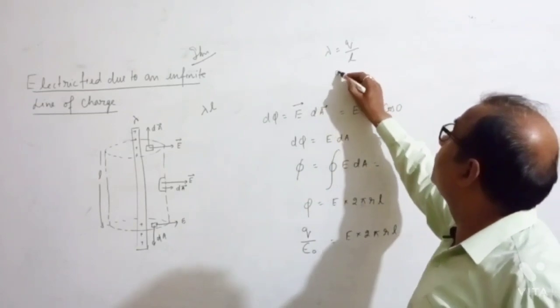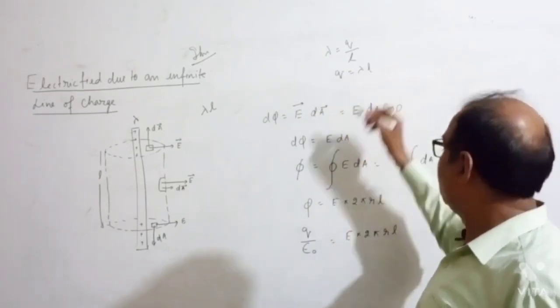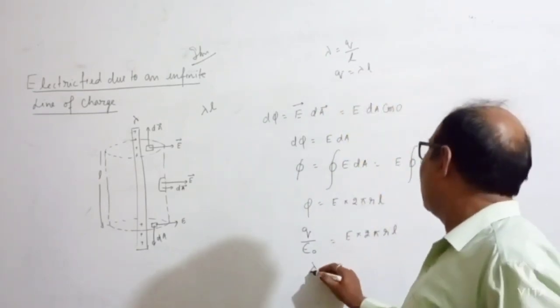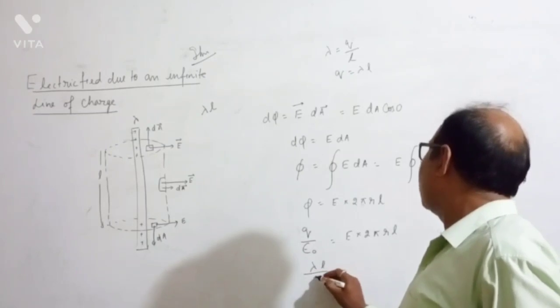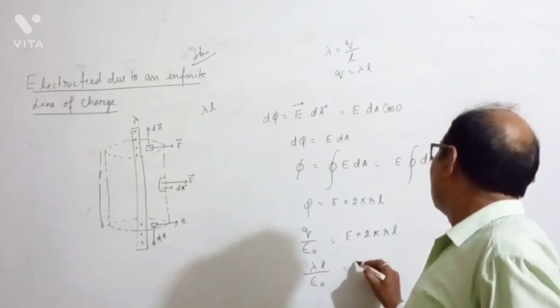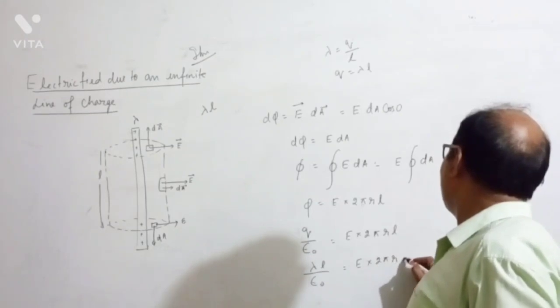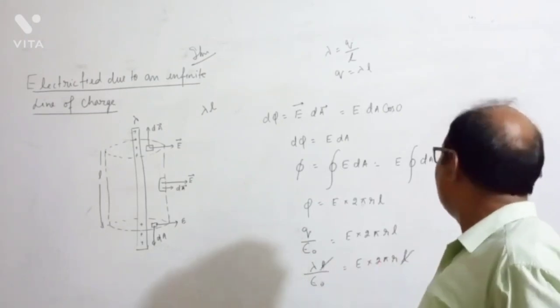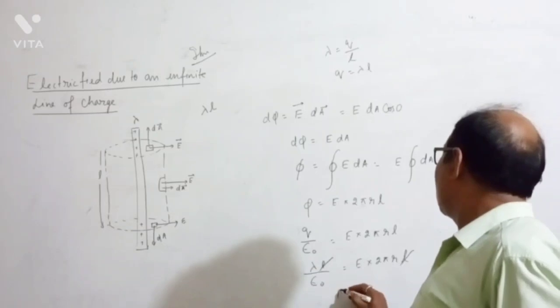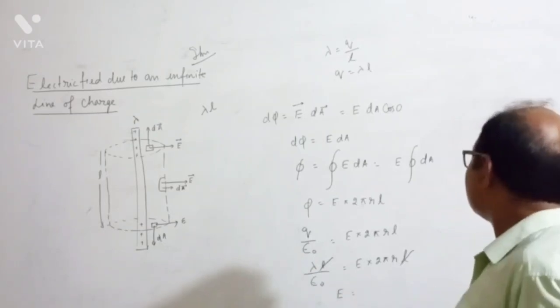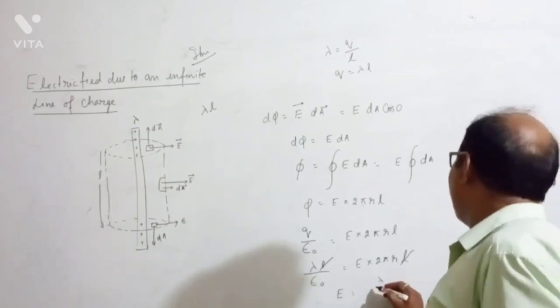L cancels. So E equals lambda upon 2 pi epsilon 0 r. This can be written as 1 upon 2 pi epsilon naught times lambda upon r.